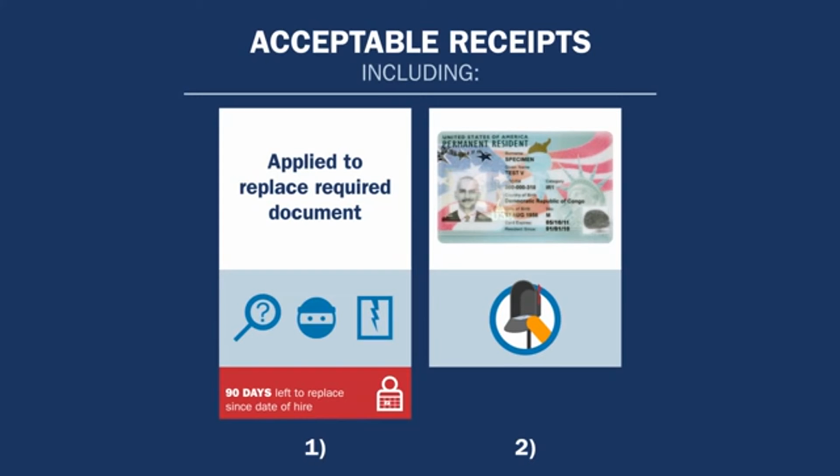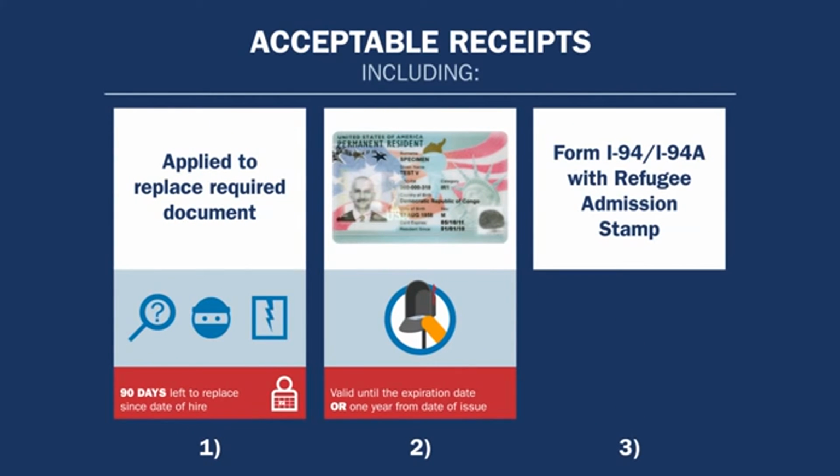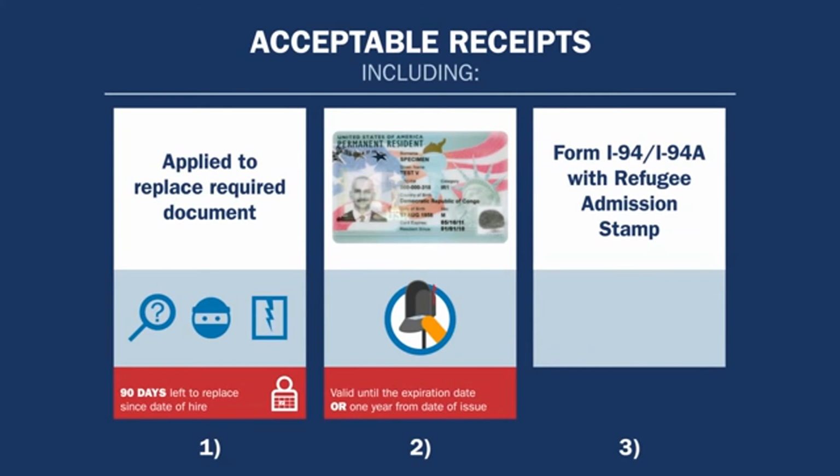This receipt is valid until the expiration date of the temporary I-551 stamp, or, if no expiration date, 1 year from date of issue. 3. The departure portion of Form I-94 or Form I-94A with a refugee admission stamp if the employee indicated he or she is an alien authorized to work.